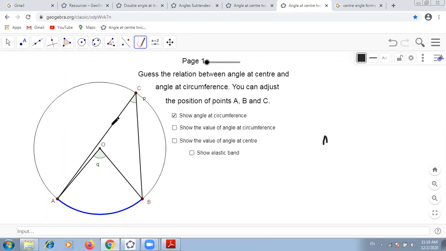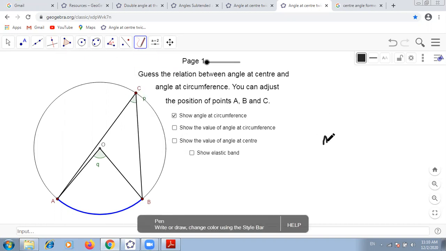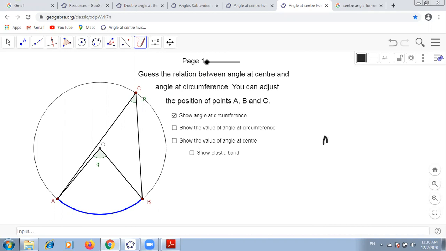And we already learned the theorem that the angle formed by the center, the angle formed by the minor arc, is double that of the angle formed at the circumference by the major arc. So according to our theorem, the relationship will be Q should be equal to 2 times P. According to the theorem, the angle Q should be twice of P.